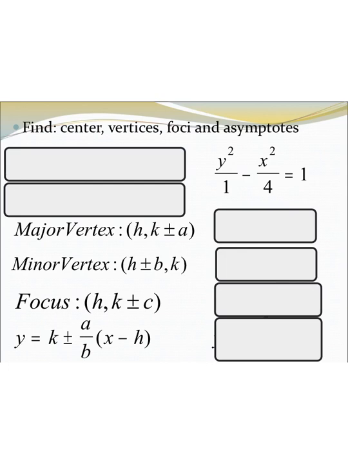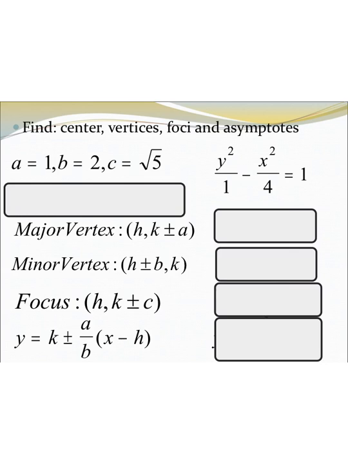For our example here, we're going to find the center, the vertices, the foci, and the asymptotes for the equation y squared over 1 minus x squared over 4 is equal to 1. Two important things to note here. Our y variable is positive. Also, that helps us identify where our a and b values are. a is going to be under your y variable, whereas b is going to be under your x variable. So we can very quickly identify a and b from our equation.